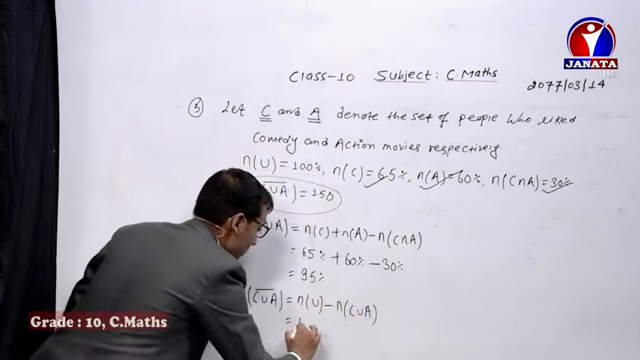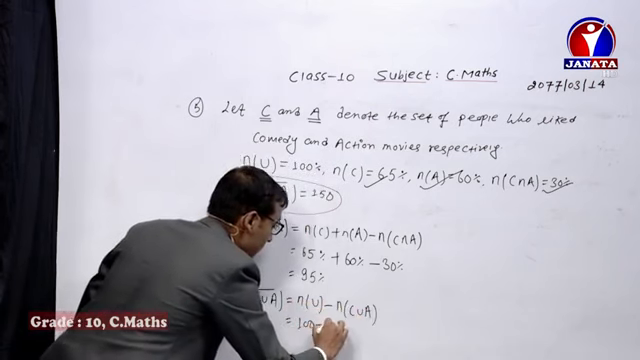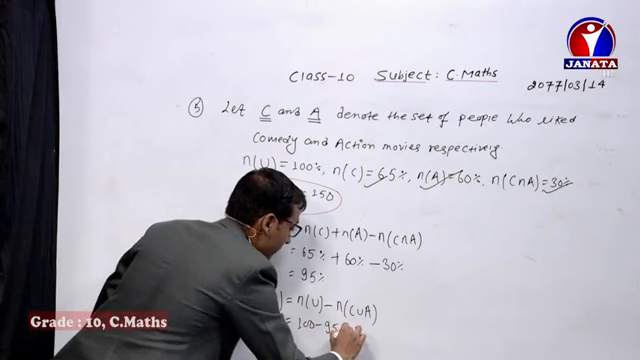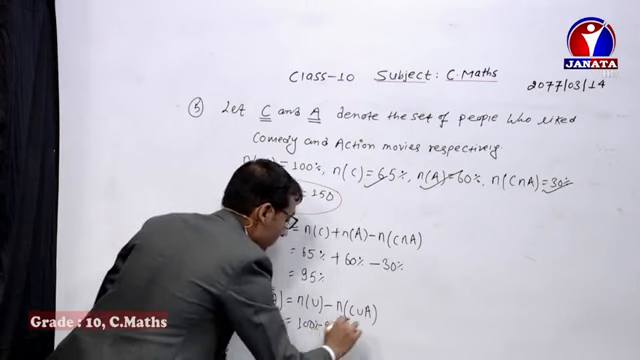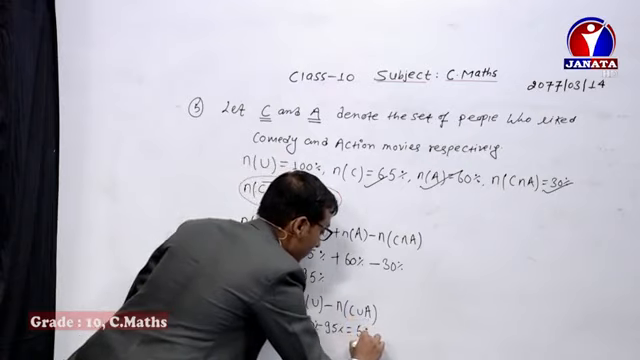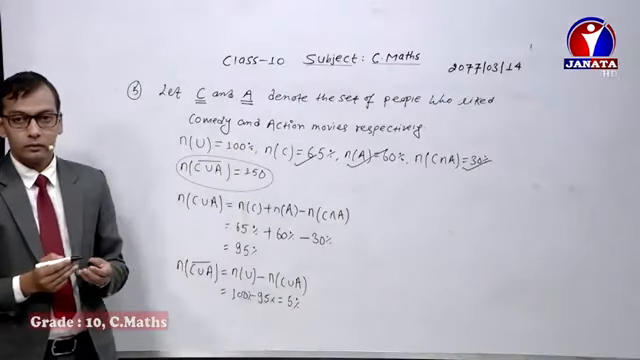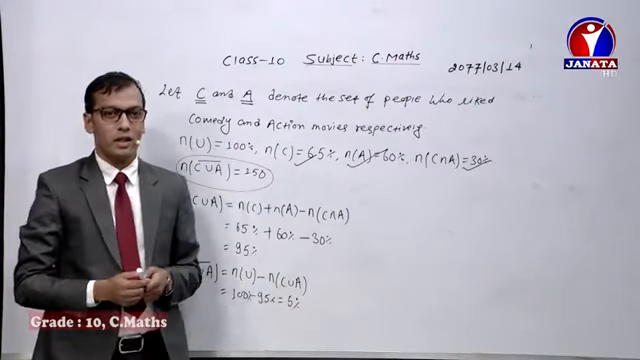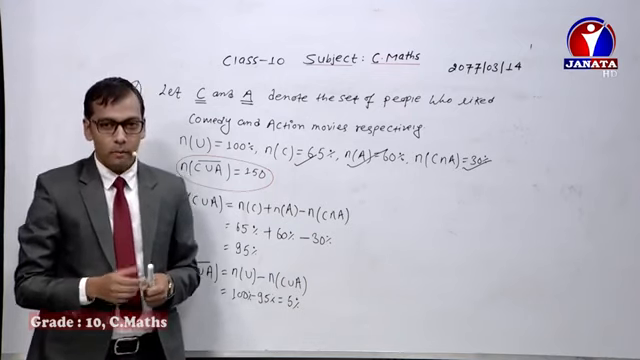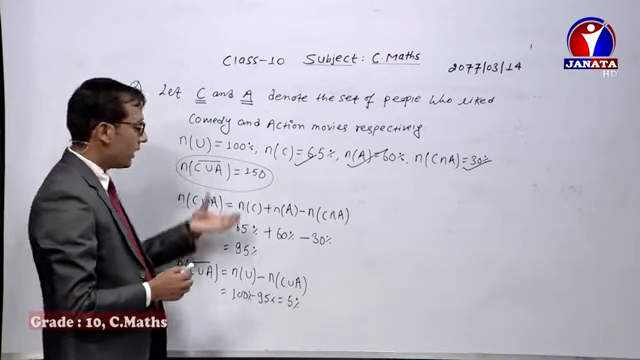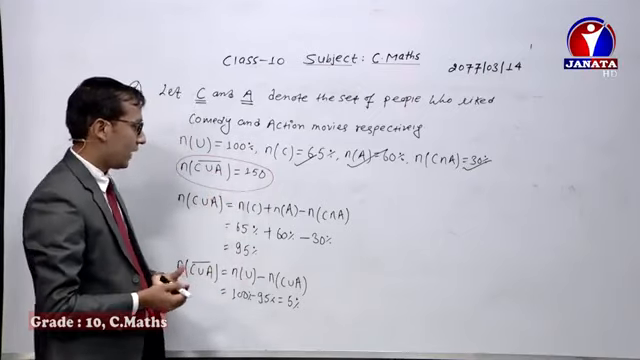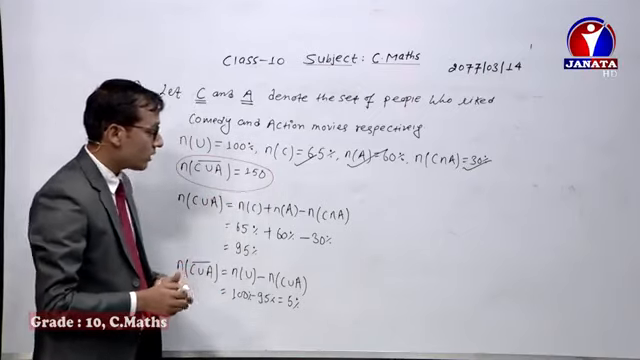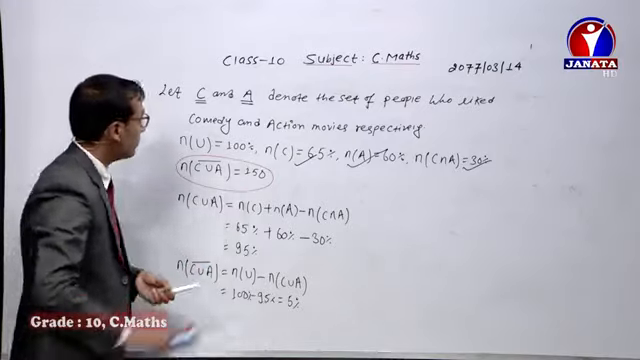So this is 100 minus 95. 100% minus 95% is 5%. So what is the complement? 5%. So now let's represent all this information in a diagram. We can represent this information in a diagram.